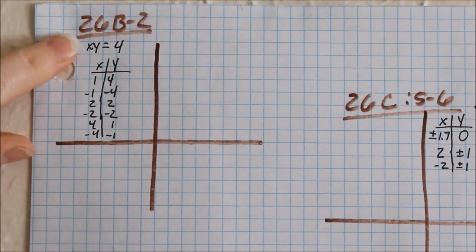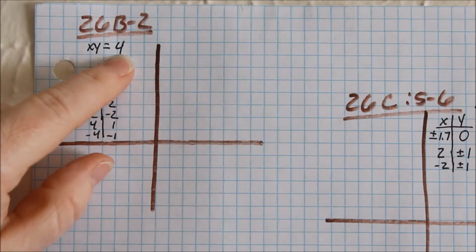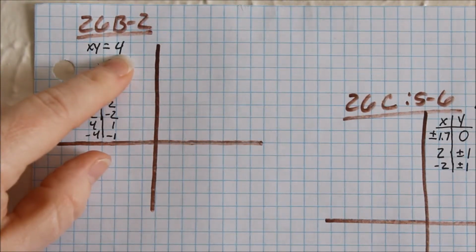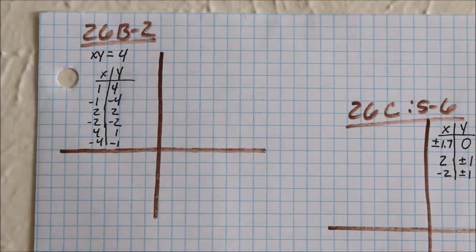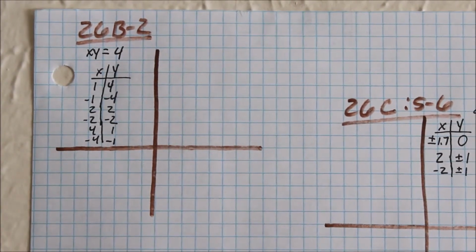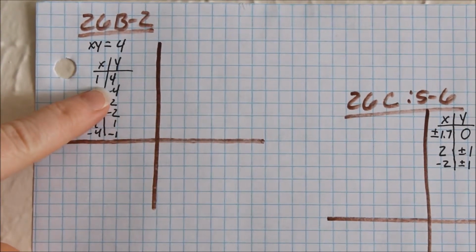Okay, we're graphing 26b2. The equation was xy equals 4. Since 4 is a positive number, that tells me that my hyperbola is in quadrants 1 and 3. So when this number is positive, it's going to be graphed in quadrant 1 and 3. So instead of just doing a rough sketch, we plotted out some points.